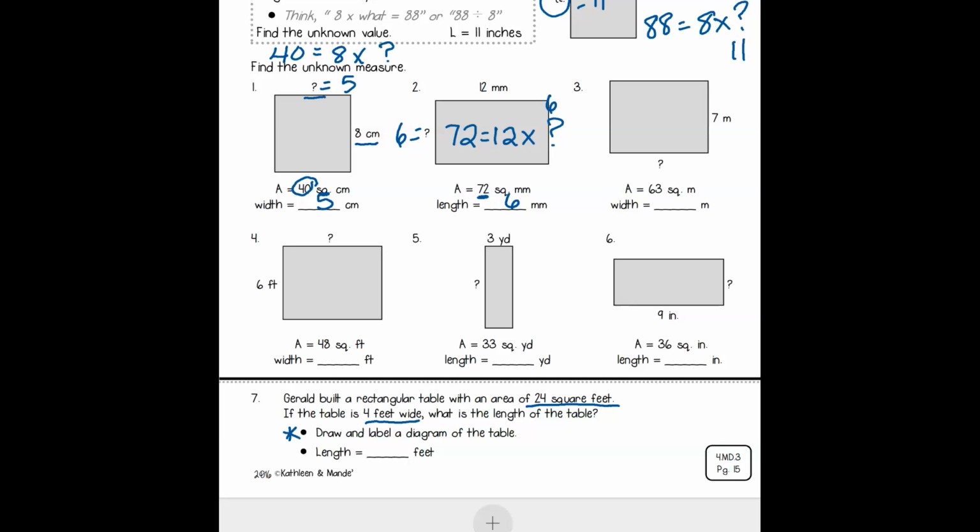Notice this direction right here. It says draw and label a diagram of the table. So you're going to draw a rectangle. You know one side is 4 feet, so just like the ones up top. And then you know that the whole area is 24. So you're thinking 4 times what equals 24. You're going to draw your rectangle and label what you know right here in that space.